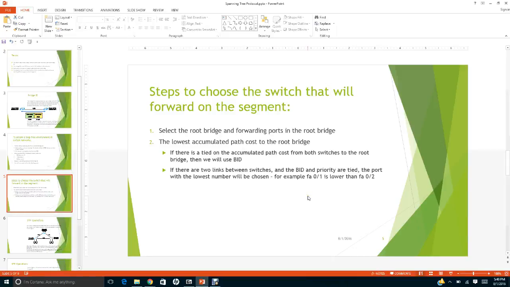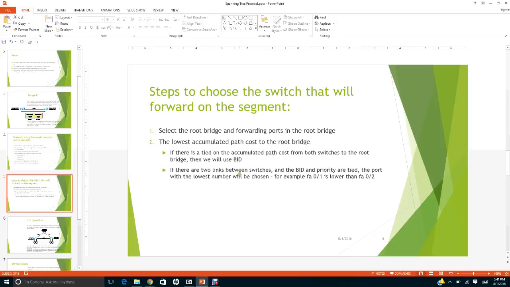Okay, the next step is to choose the switch that will forward the segment. After we select the root bridge and the forwarding port in the root bridge, the next thing we need to do is find the lowest accumulated path cost to the root bridge. If there is a tie on the accumulated path cost from both switches to the root bridge, then we will use the BID as we mentioned before in the previous slide.